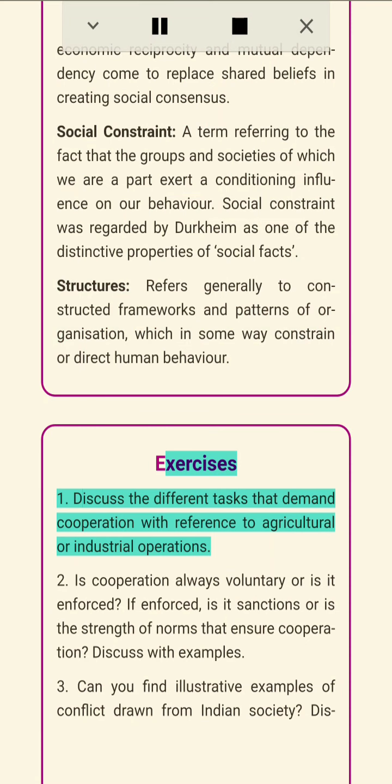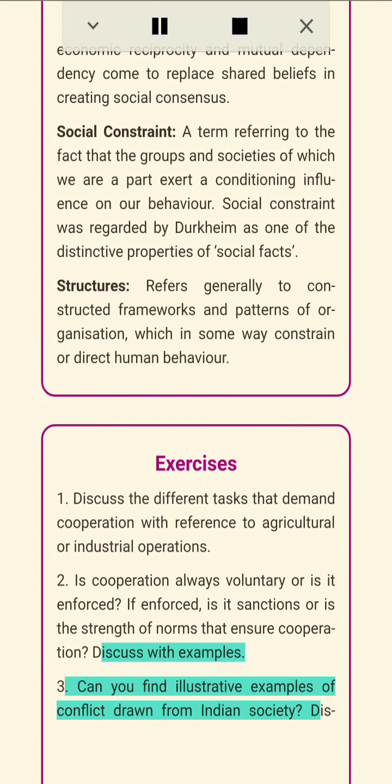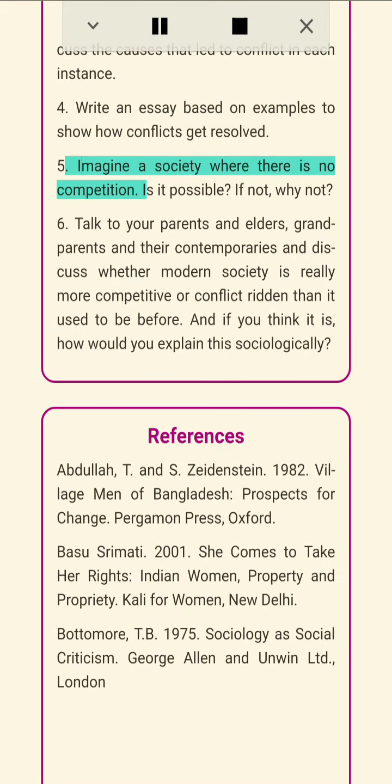Exercises. 1. Discuss the different tasks that demand cooperation with reference to agricultural or industrial operations. 2. Is cooperation always voluntary or is it enforced? If enforced, is it sanctions or is the strength of norms that ensure cooperation? Discuss with examples. 3. Can you find illustrative examples of conflict drawn from Indian society? Discuss the causes that led to conflict in each instance. 4. Write an essay based on examples to show how conflicts get resolved.